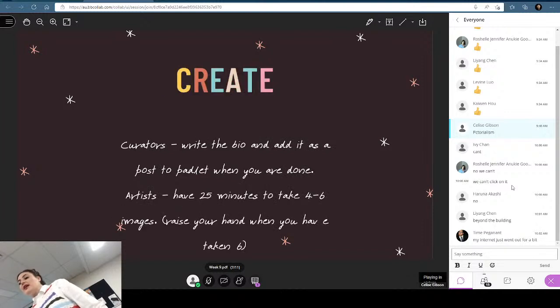And then curators are going to write a little biography and post it to the Padlet when they're done. And artists will have 25 minutes to take 4 to 6 images based on this theme. Then they will share their images with the curator, and the curator will help to select the best image. And that's the one that we will post onto the Padlet.